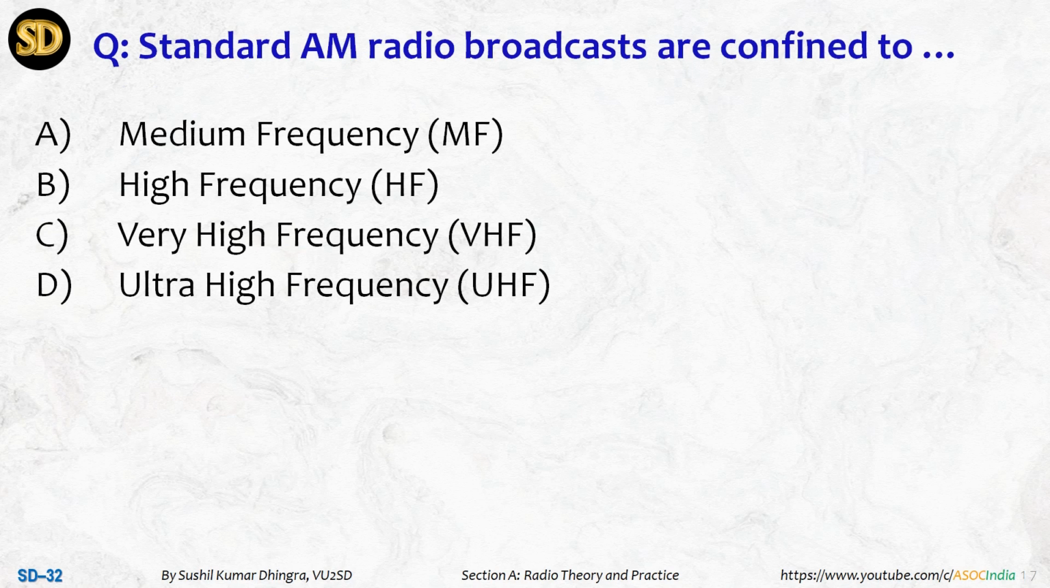Standard AM radio broadcasts are confined to what? Medium frequency MF, high frequency, very high frequency, ultra frequency. Time started now. Where are you listening to your standard broadcasting station, on which frequencies? Medium frequencies. All music is broadcast on medium frequency bands in AM radio.